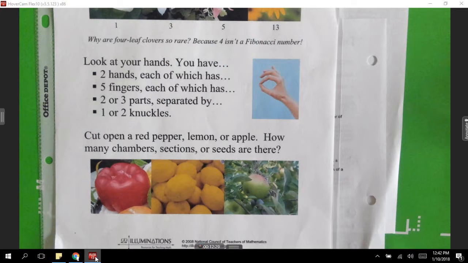And last but not least, if you cut open red pepper, lemon, apple, really, seriously, anything. If you cut it open and count how many chambers, like, pepper has lots of different sections, how many seeds, stuff like that is going to be Fibonacci numbers.